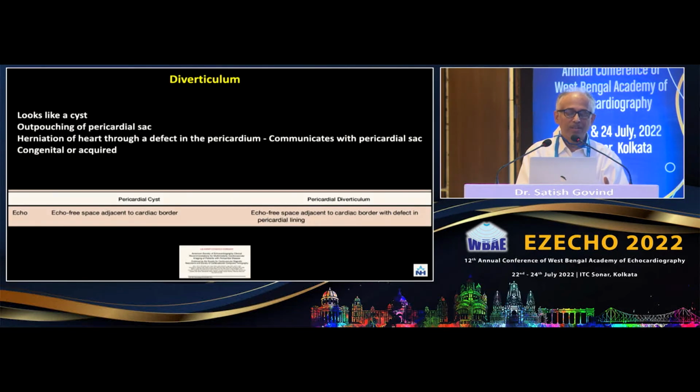And this is an extremely rare diverticulum. It looks like a cyst where there is an outpouching of the pericardial sac, and then you have herniation occurring through this. And this part of the heart which herniates communicates with the pericardial sac. This is through a defect in the pericardium. So this is the description there. And it can be congenital or it can be acquired.